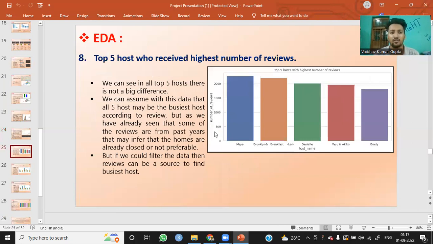For the eighth question, we have the top five hosts who have received the highest number of reviews. More or less, we can see that Maya, Brooklyn, Breakfast, Daniel, Yuzo, Ako, and Brady are the top five with the highest number of reviews. There is not much significant difference among them.